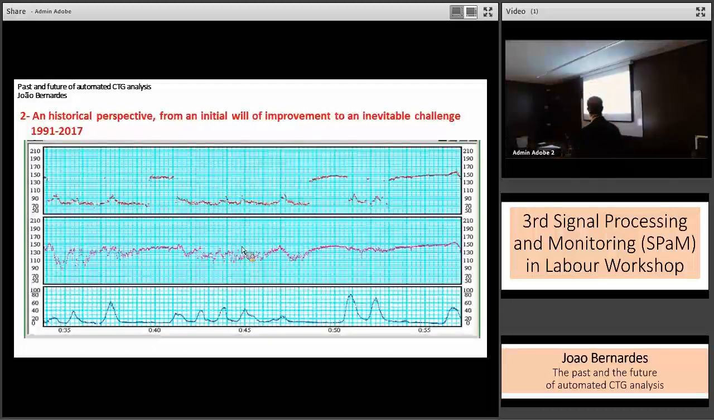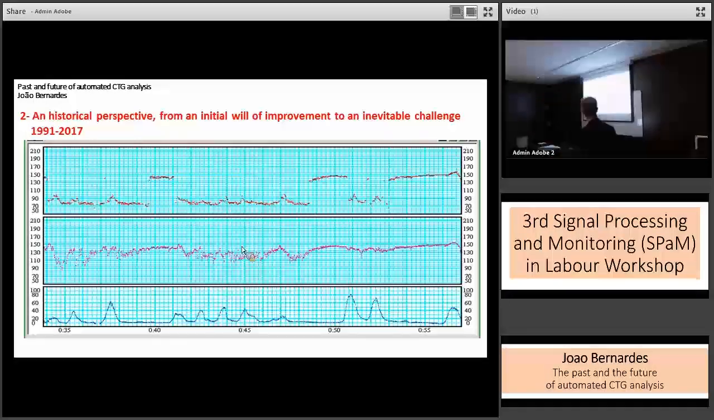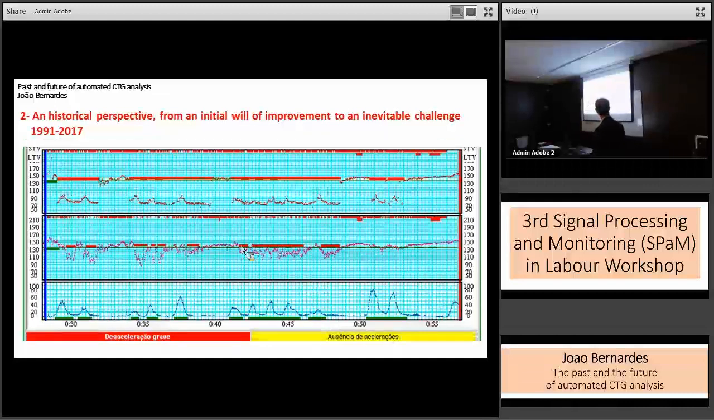Okay, so this is again to show you the same tracing, with ultrasound and with ECG. Yes, with fetal ECG, fetal ultrasound. You may see how different the tracings may be. This is an extreme case. Well, we don't need computers to say that this is an extreme case.